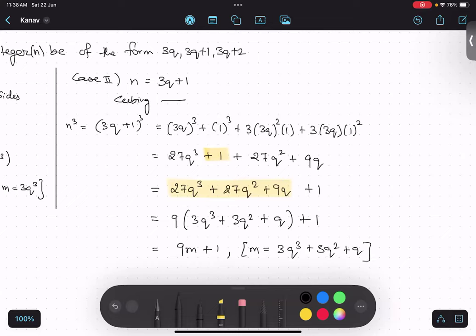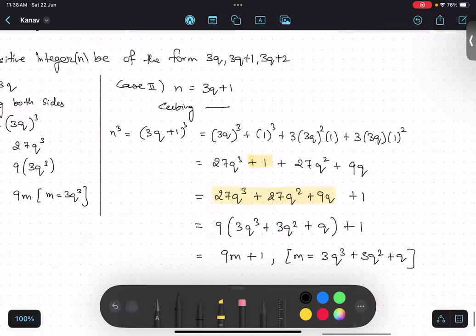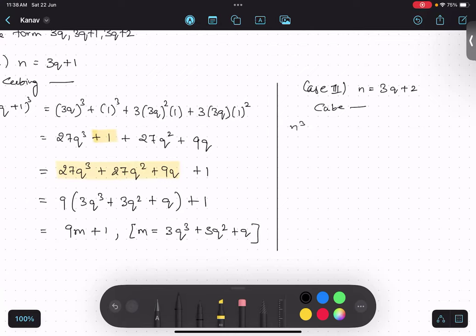So case number 2 is of this form. Case number 3. What will be case number 3? 3q plus 2. Case 3, n equals 3q plus 2. Now again, cubing both sides, so n cube equals 3q plus 2 whole cube. Quickly do this part right now and send it to me.